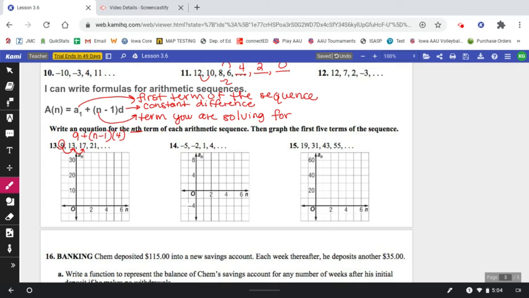Then they give me 4 terms here. And so if I add 4 again, the 5th term would be 25. And so when I go to graph it, the first term is 9. Second term is 13. Third term is 17, fourth term is 21, and the fifth term is 25.